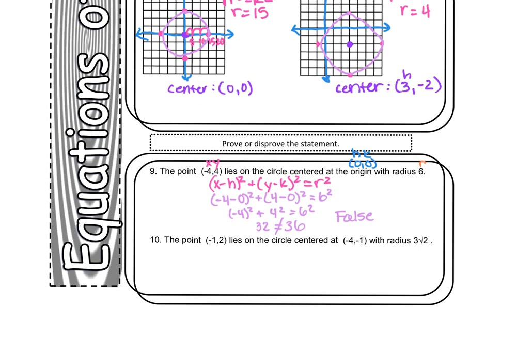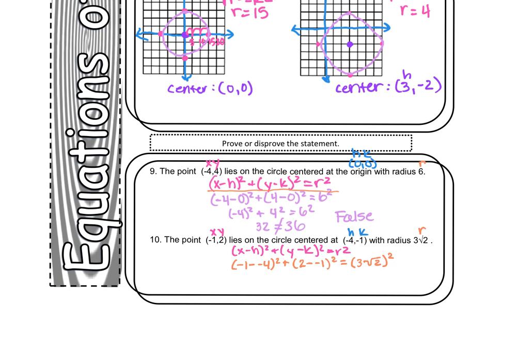Okay, and lastly, we need to prove if this is true or not. So we have a point that lies on the circle, so that would be our x and our y. And it says that it's centered, so that's our h, k, at negative 4, negative 1. And then a radius of 3 root 2. So we need to plug this in and see if it's true. So once again, we have that same equation from up here. x minus h squared plus y minus k squared equals r squared. So I'm going to plug that in.